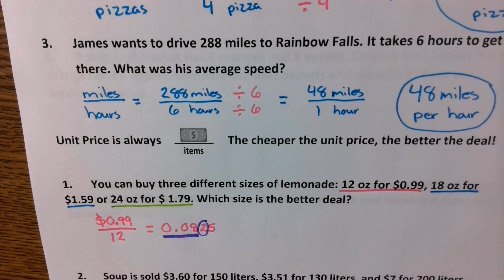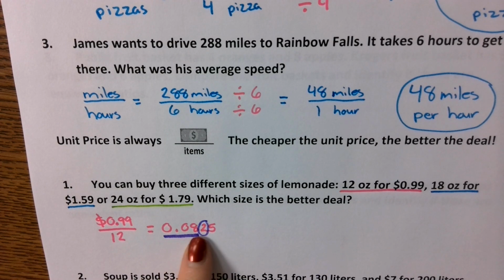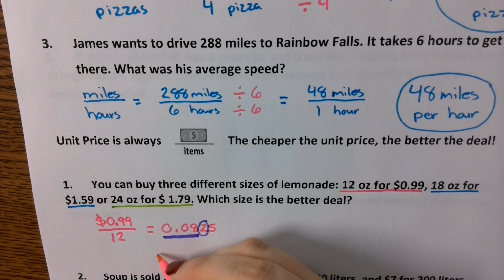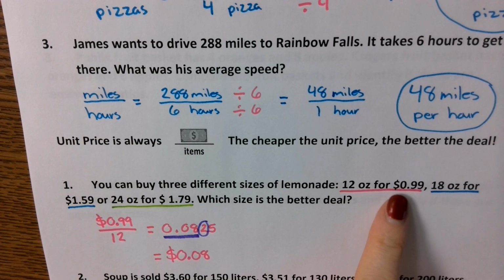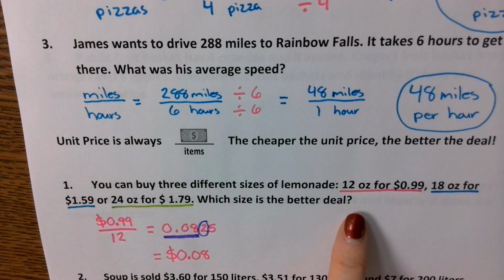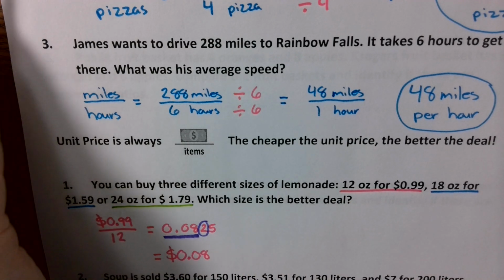It doesn't matter that there's a 5 behind it. You ignore everything else. You only look at the direct number right behind it. That 2, does it tell us to keep this as 0.08 or round it to 0.09? Keep. So we're going to keep it as 0.08. So that means that for this size lemonade, it's 8 cents per ounce. Okay, that's 8 cents per ounce.